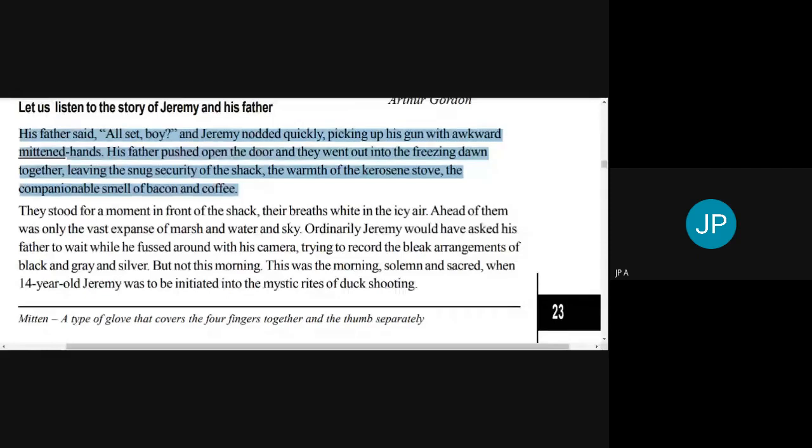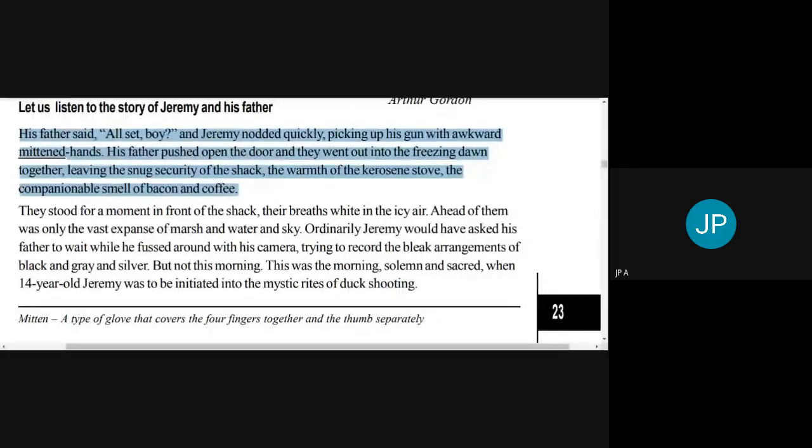The vast expanse. So what is visible in front of them? There is only a vast expanse of marsh. Marsh means swampy land. And then there is the water, that is the lake, and sky. So normally, when he is going for training, today it is not training, he is going to shoot an actual bird. So this is the first time he is going to shoot an actual bird.